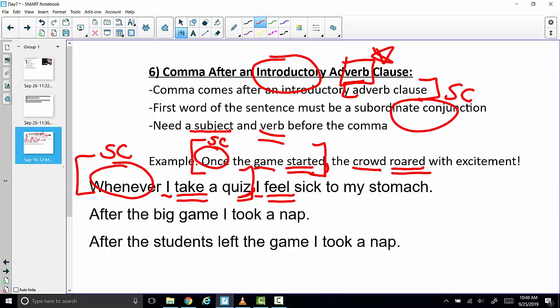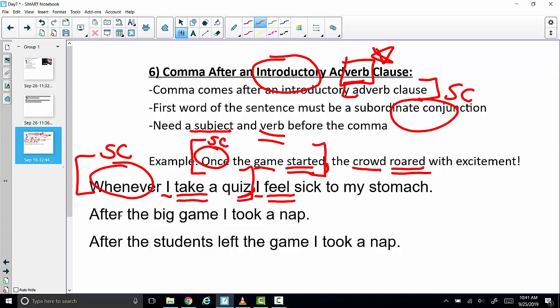All right. Remember how I had you highlight those 4 words: after, before, since, and until? These words can either function as an introductory adverb clause or an introductory prepositional phrase. Let's see if we can figure out which. After the big game, I took a nap. After the students left the game, I took a nap. They seem really similar. Now, you can tell an introductory adverb clause if there is a verb, like I said earlier, before the comma. Which one of these has a verb before the comma? Let's take a look.